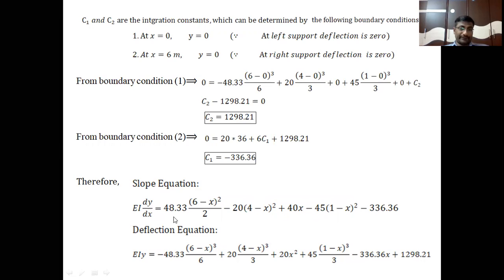So the final slope and deflection equations: EI dy by dx is equal to, again I am writing the slope equation, in place of C1 minus 336.36. And again I am writing the deflection equation, in place of C1, C2 values, we are writing minus 336.36x plus C2 value is 1298.21. Simply replace the C1, C2 with their values. Then we will get the final slope and deflection equations. After getting the slope and deflection equations, we can find the slope and deflection under the loads.